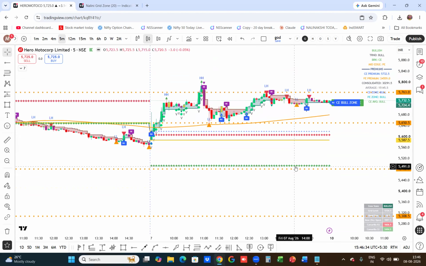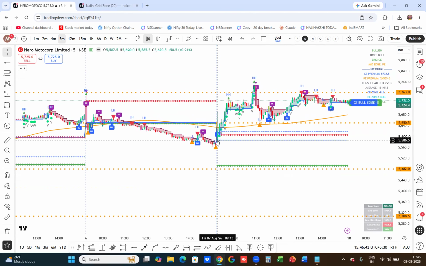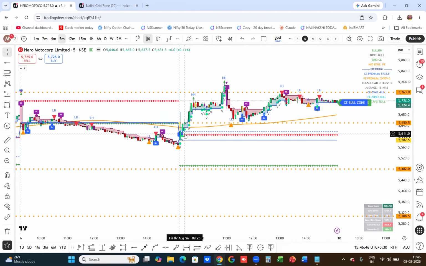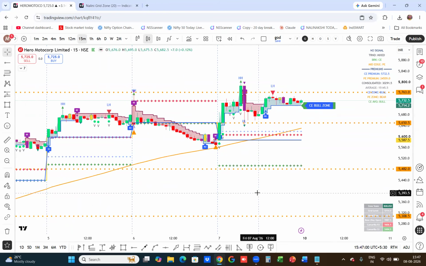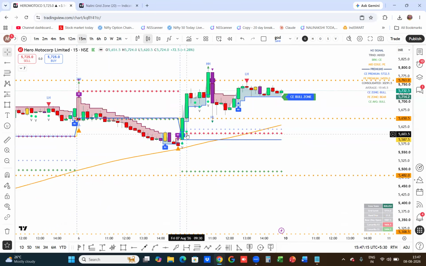If we see this Hero MotoCorp, which was coming down, it climbed above the R3. R3 on the 5 minutes, and even on the 15 minutes it is the same thing. From the Nalini grid zone, the 100 period moving average is also added. So I have combined the Nalini grid zone with these Camarilla pivots. If you do not have that, you can simply add Camarilla pivots for your trade. When I noticed that it is crossing the Camarilla pivot, and this is the base grid line from my Nalini PE, CE engine, so it is positive, and the grid is also positive.